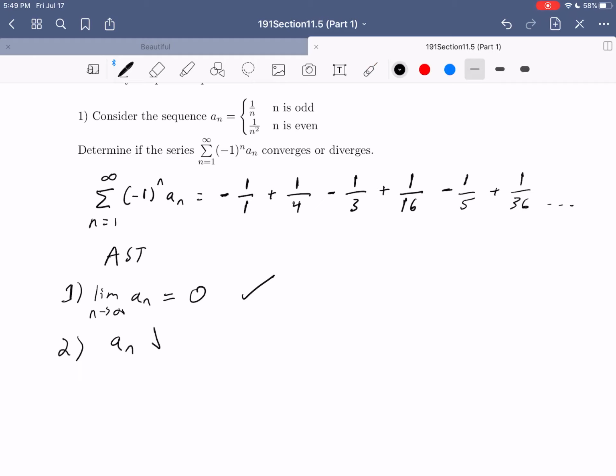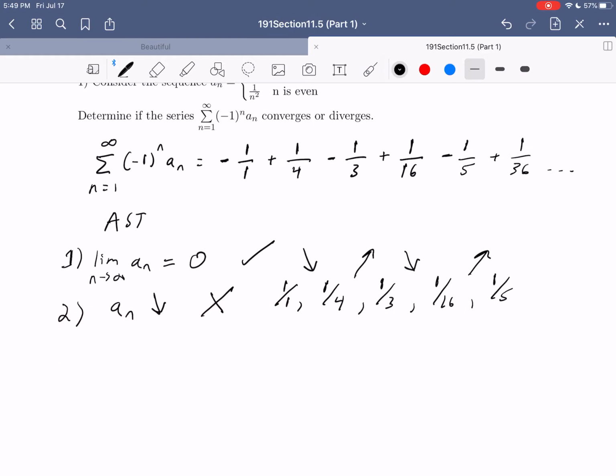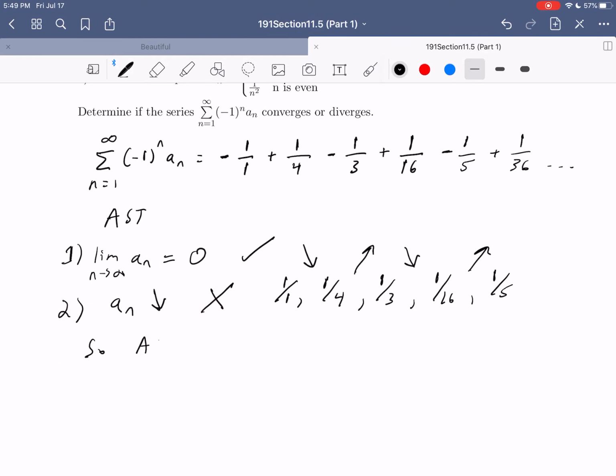But 2, a sub n decreasing, that's absolutely incorrect, right? If we have 1 over 1 and then 1 over 4, that's a decrease. But then the next term was 1 over 3. That's an increase. Then 1 over 16, that's a decrease. Then 1 over 5, that's actually an increase. So this, absolutely not true. So condition 2 is failed. So AST doesn't apply.